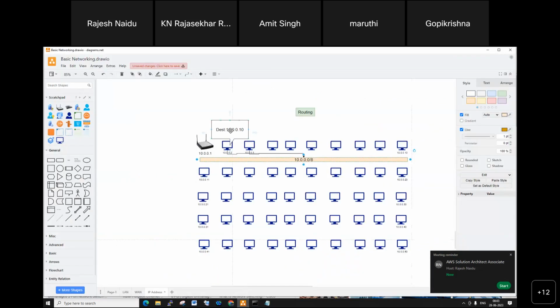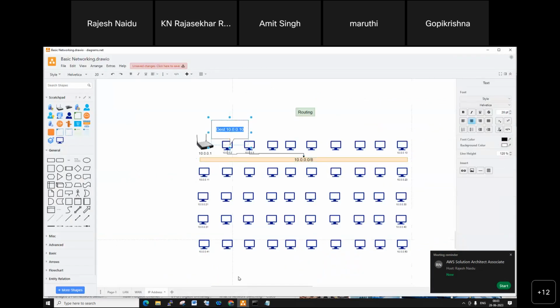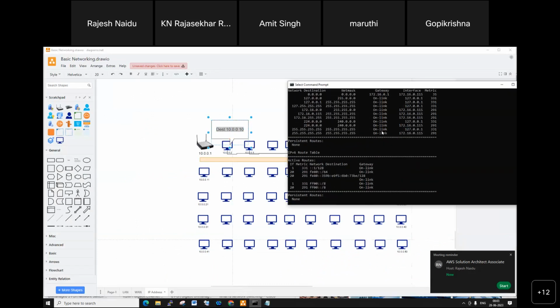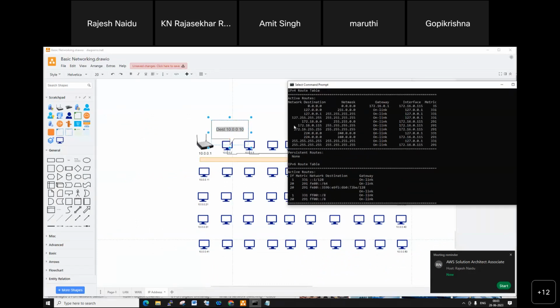So what routes are available here? What routes are available in the routing table? 172.16.0.115 up to 172.16.255.255, this is the option available. For your understanding, I have now given a 10.0.0 IP address. Can you please help me out?